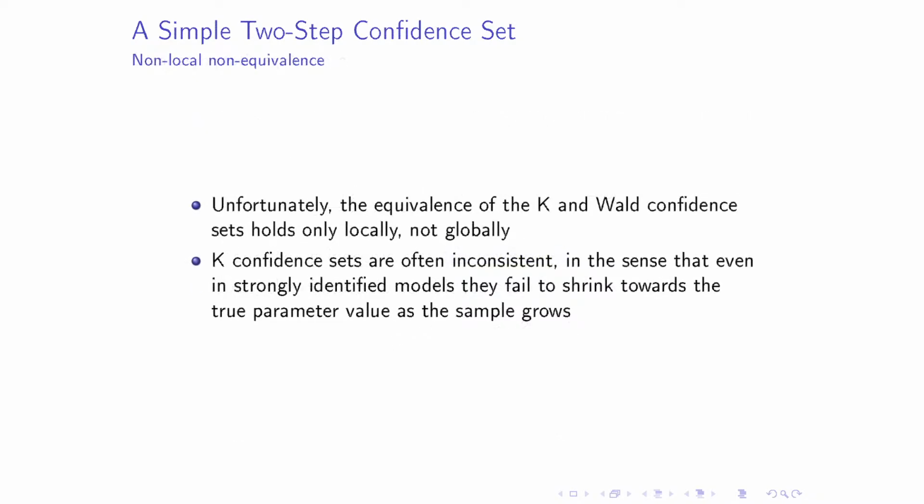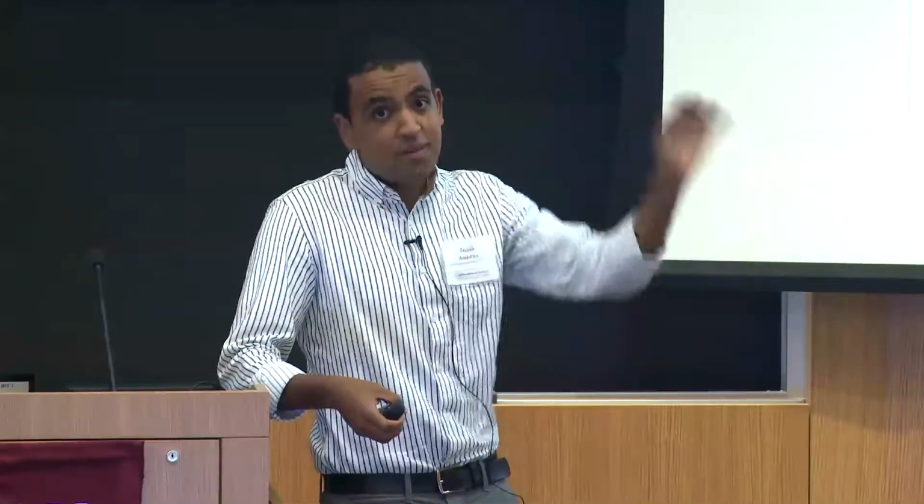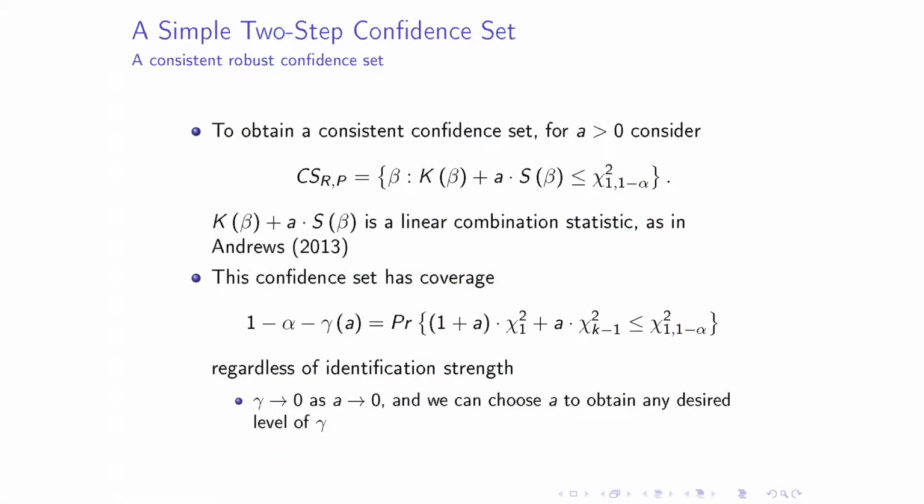Now, unfortunately, this equivalence between the Wald and K confidence sets holds only locally, not globally. In particular, you can think of this K statistic as a score statistic based on the derivative of the continuous updating GMM objective function. And one consequence of that is that if you think about a well-identified model, the K confidence set will have correct coverage of any local extremum of the population continuous updating GMM objective function. So for example, if your GMM objective has a local maximum, you'll have coverage 1 minus alpha at that point.